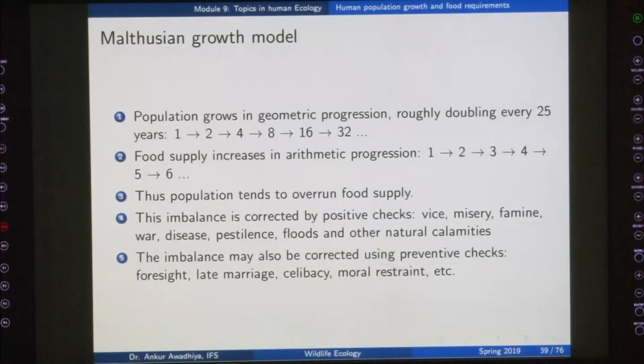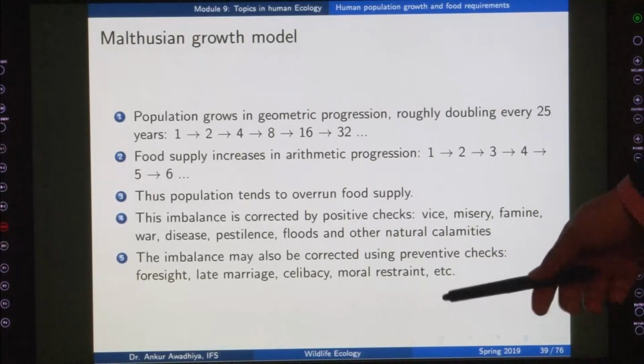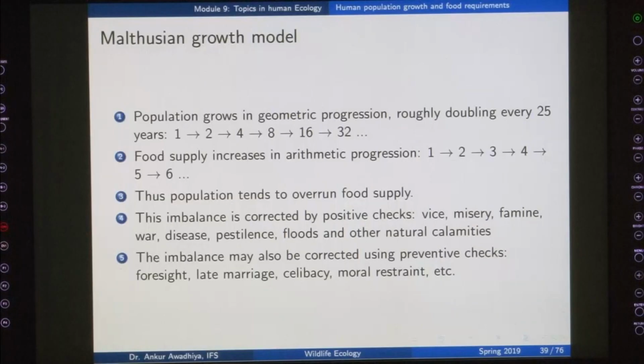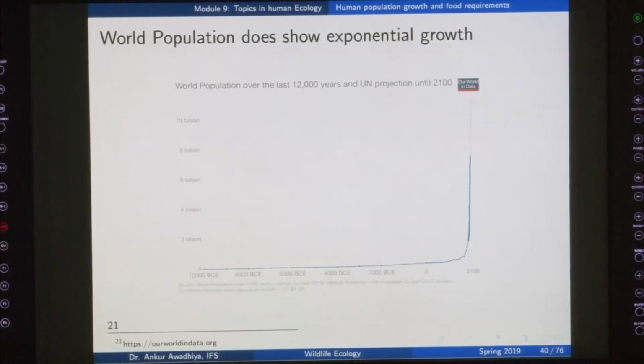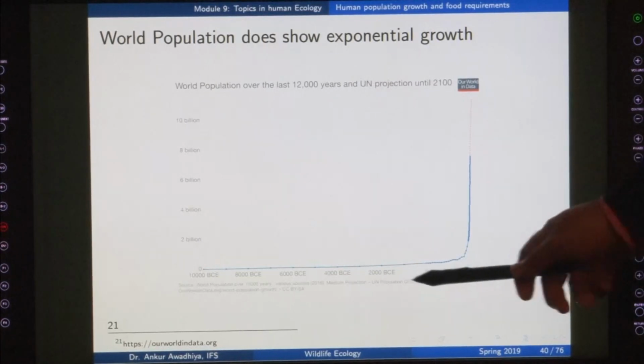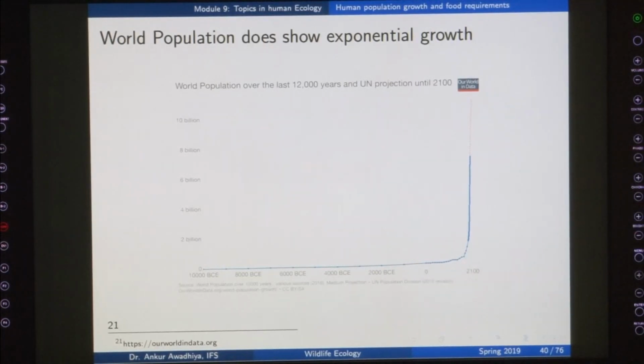So, he said that late marriage is also a way in which we can use a preventive check, and things like moral restraint and so on. So, this is in short the Malthusian growth model. The population increases in a geometric progression, food increases in an arithmetic progression. So, that leads to an imbalance, and there are positive checks and there are preventive checks. And if we look at the world population growth rate, we can say that yes, it does increase exponentially. So, there is some amount of this geometric progression that is working. The population is increasing at a very fast rate.